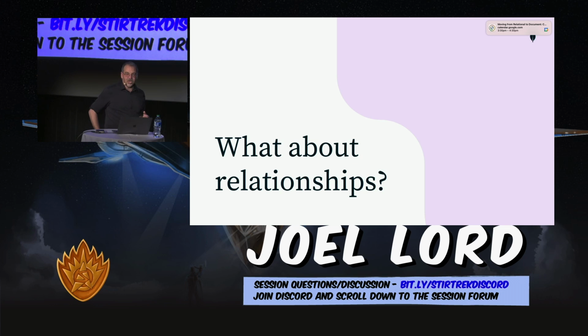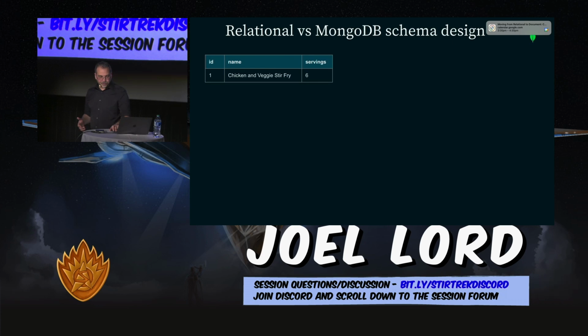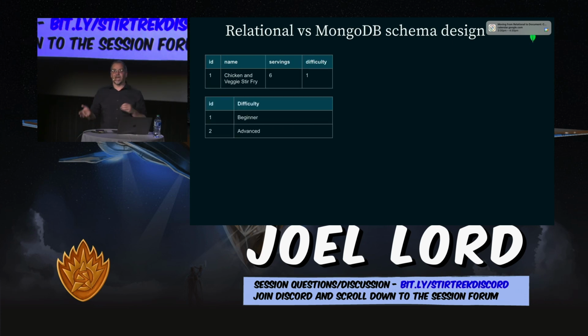The big thing that confused me when I started to use MongoDB is that I was always thinking of my data in terms of their relationship and how to model that data. So I'll go quickly over most of the styles of relationships that we've got. So one-to-one relationship. Say I want to add another table that will have the difficulty level of the recipe, so beginner, advanced. So I can do a one-to-one relationship here.